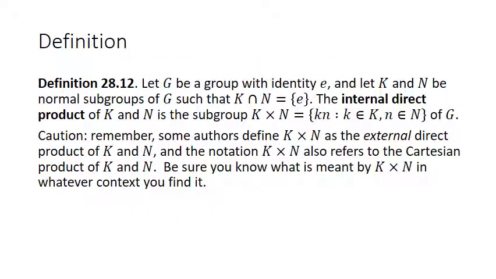Okay, so let's look at the formal definition here. Definition 28.12: let G be a group with identity E, and let K and N be normal subgroups of G, such that the intersection of K and N is just the identity. Then the internal direct product of K and N is the subgroup K times N, where it's just the product of all the elements in K with the elements in N.